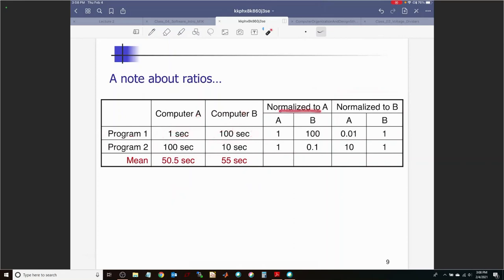Now, if you normalize things with respect to computer A, what numbers are you going to get? Well, for program 1, computer A takes 1 second. Computer B takes 100 seconds, so 100 times more. So if you were looking at normalized times, for A you would get 1, for B you would get 100 times more. And similarly, if you look at program 2, here you have 100, here you have 10 times less. So if this is 1, this would be 10 times less, right? Those are the numbers when you normalize your execution times with respect to one computer, right?